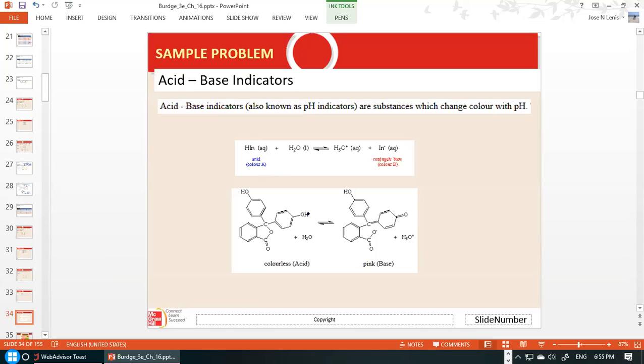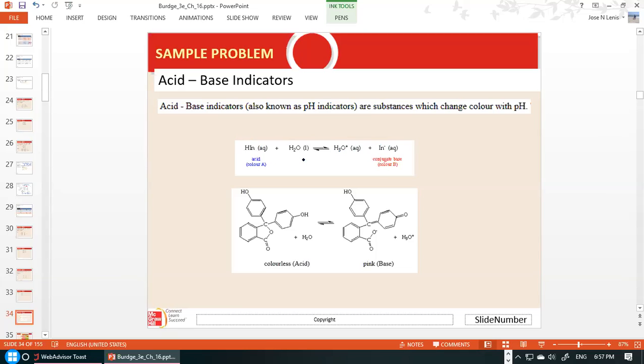When the hydrogen is transferred to the water, so the water is accepting that proton, the molecule gains a negative charge. And it shows the basic form. So here, the hydrogen is transferred to the water to form the hydrogen ion and the basic form of the molecule, which is the conjugate base. And that will show a different color. So the difference between these two species, the acid and its conjugate base, is just one hydrogen, and that makes a big difference in the color.